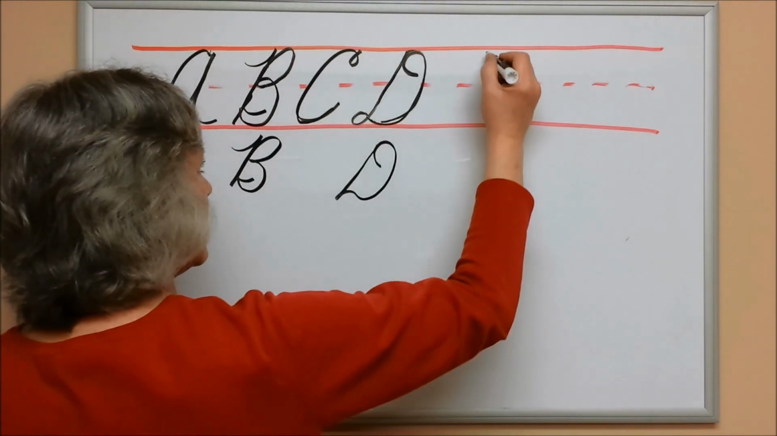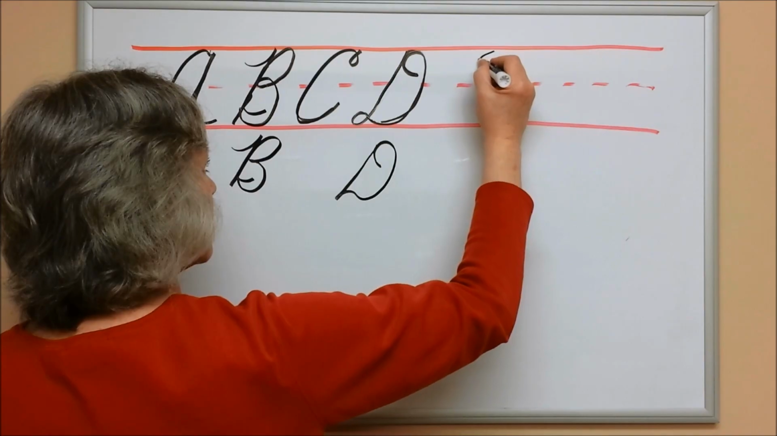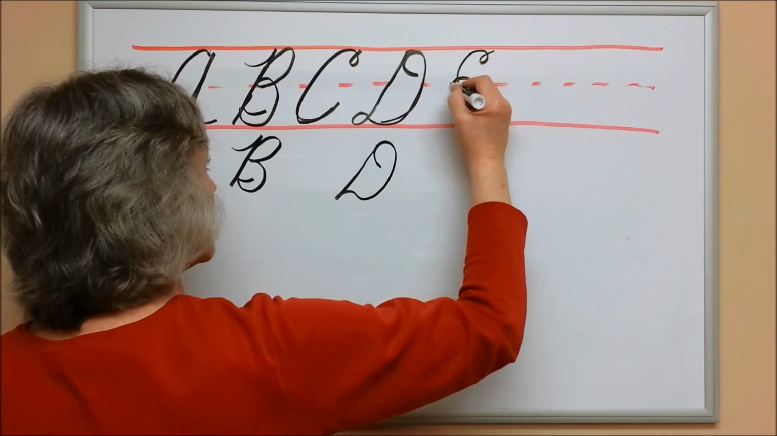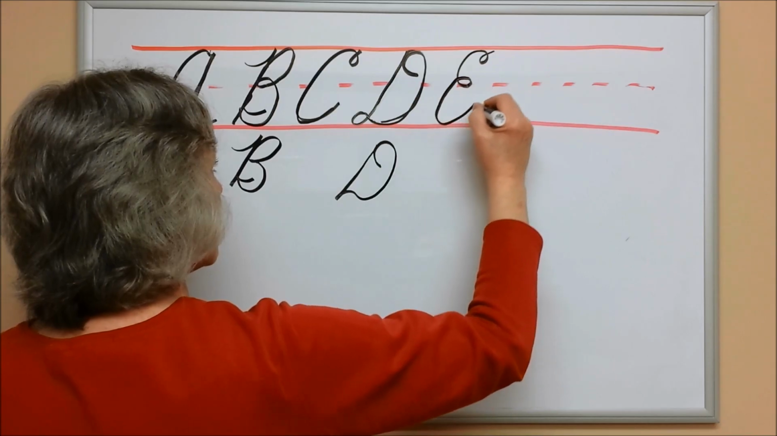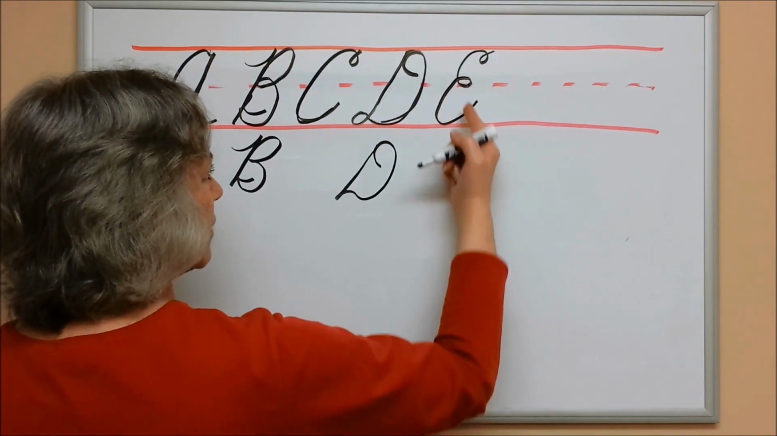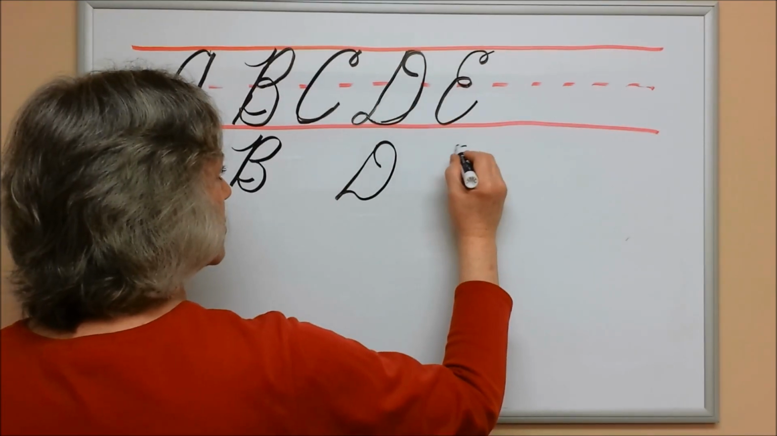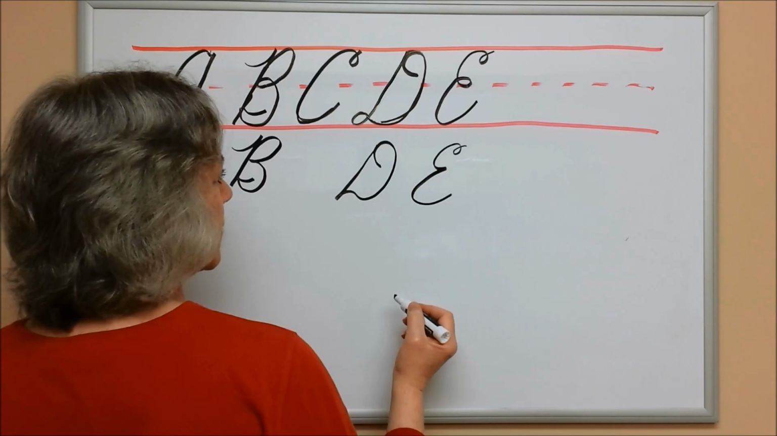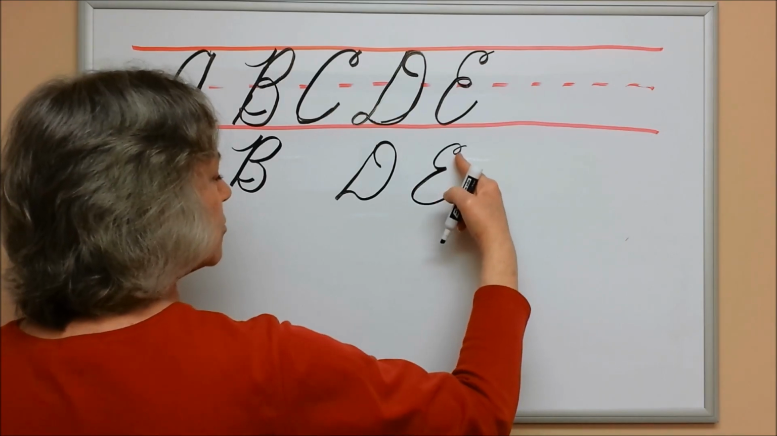Okay, for the letter E, I'm going to make a loop, go around, loop again in the middle of the line, come down and go like that. Okay, without this extra loop, it would look something like this. Some people might make it without this loop also.